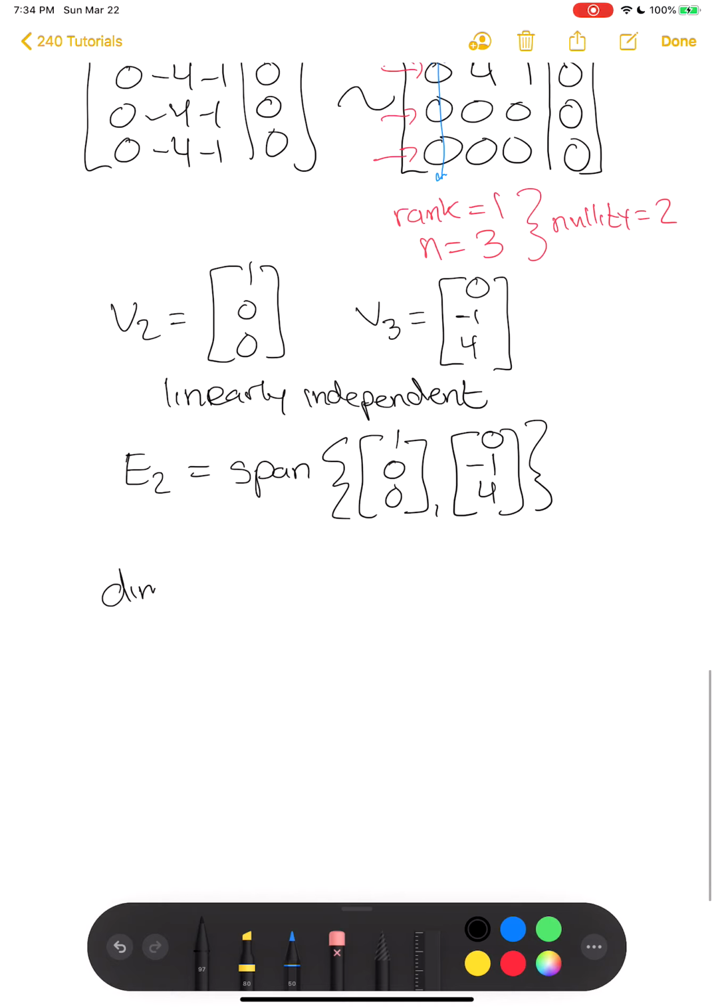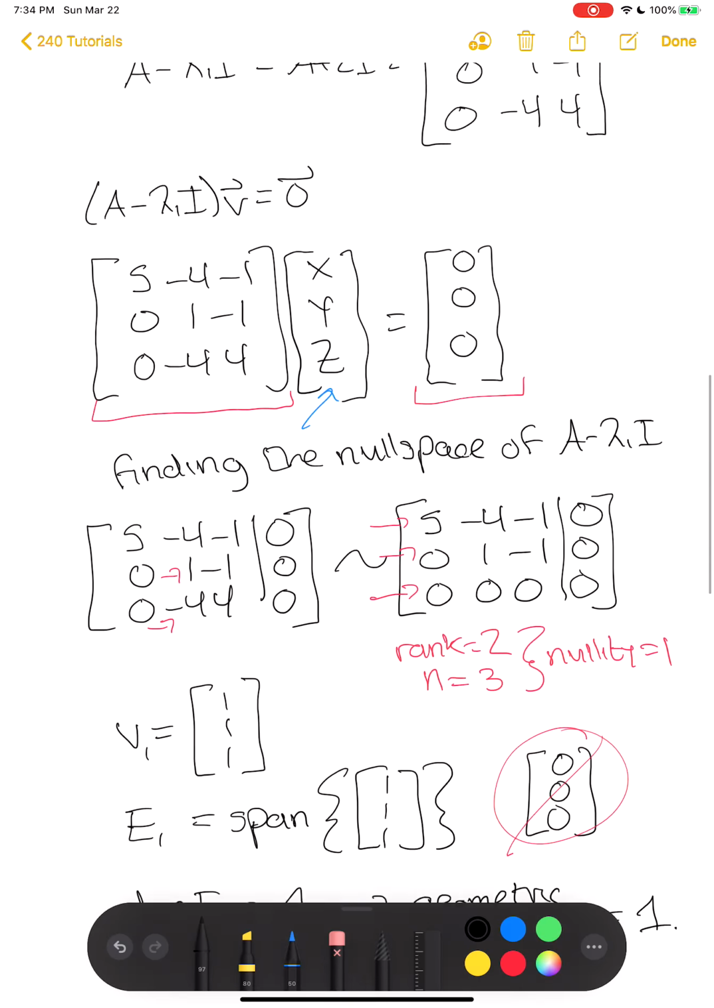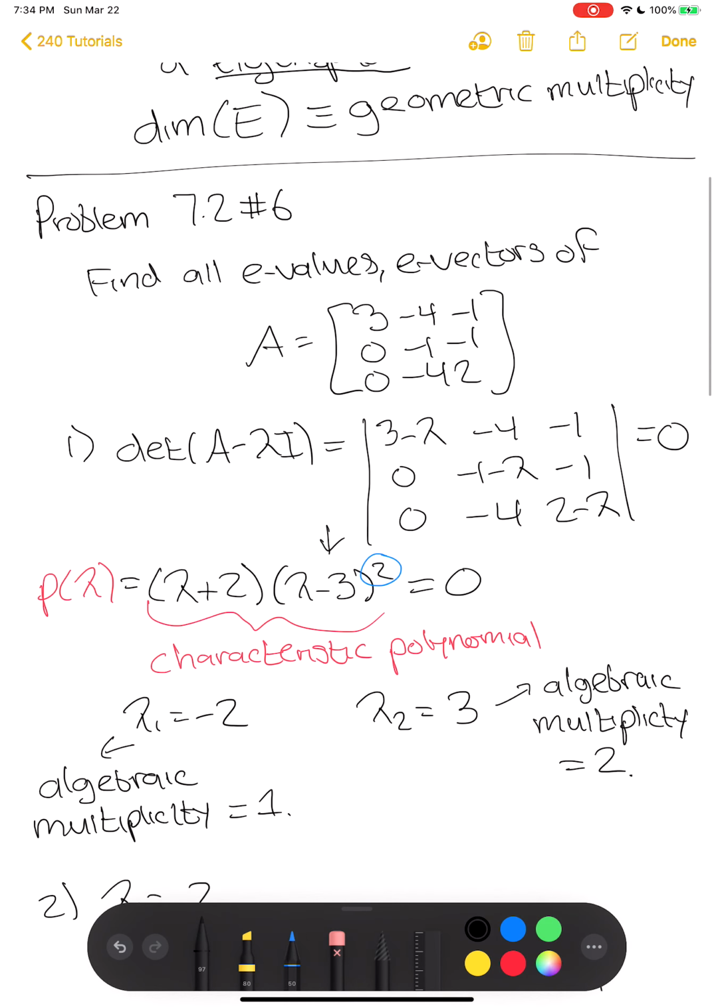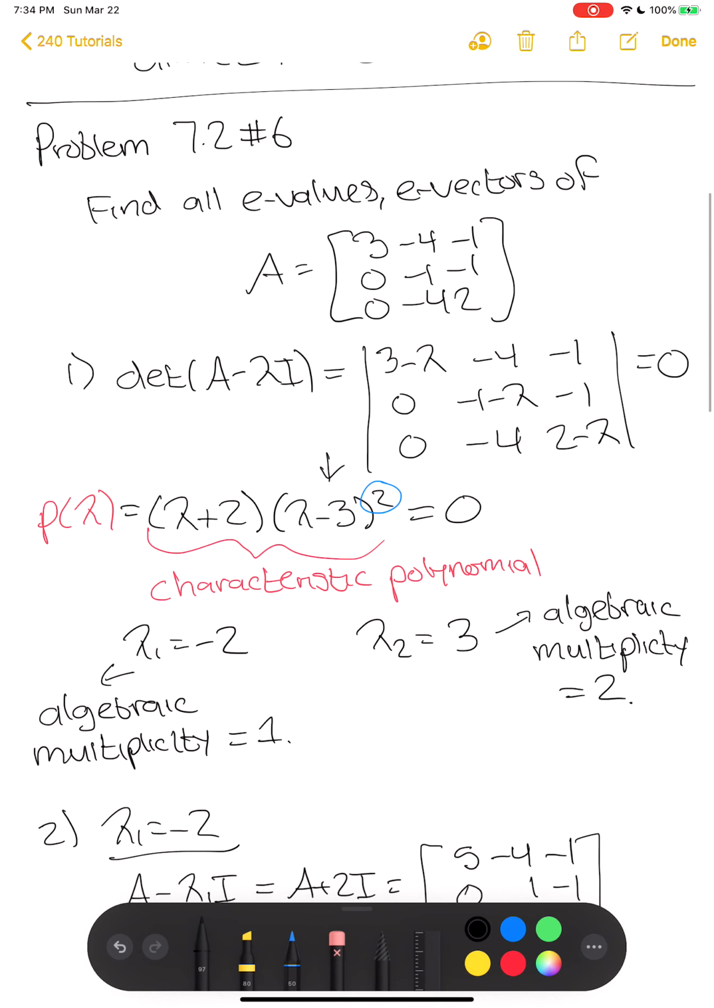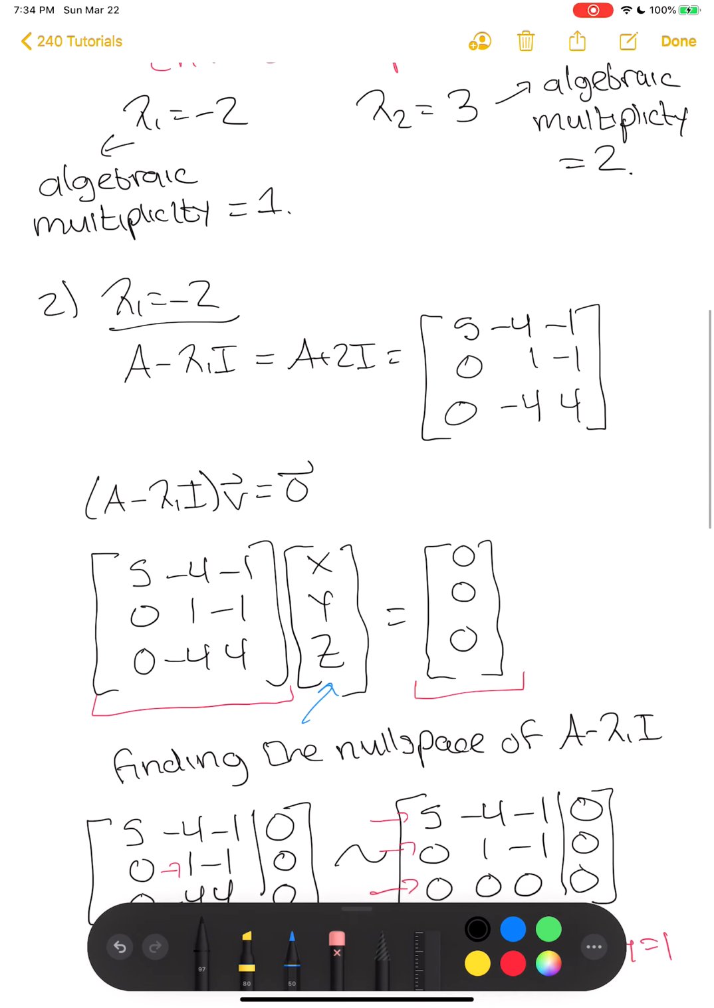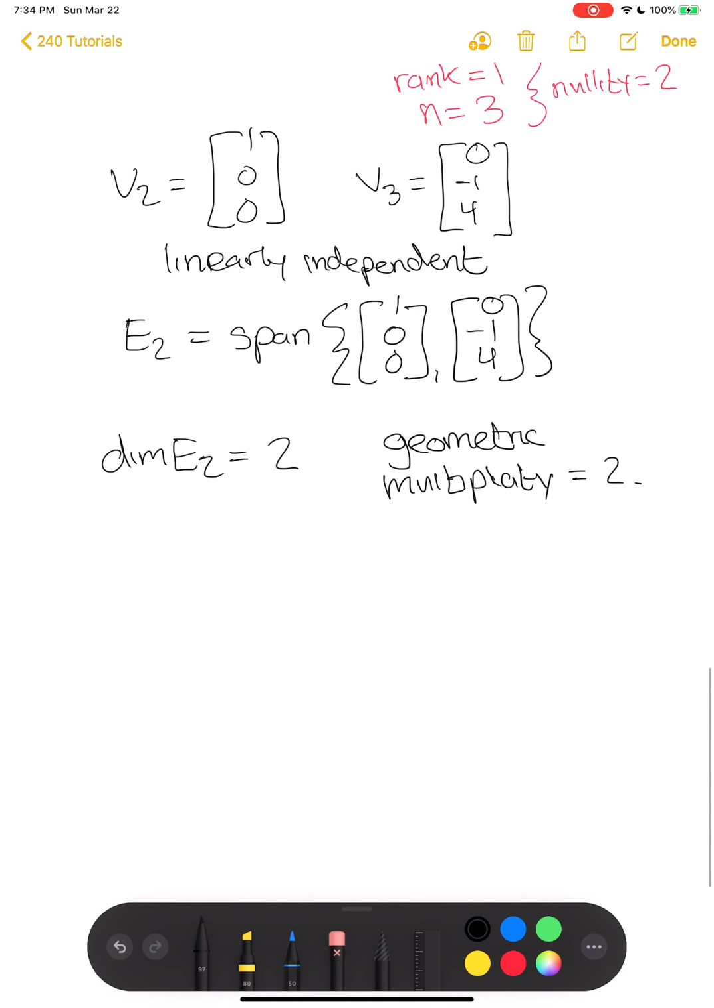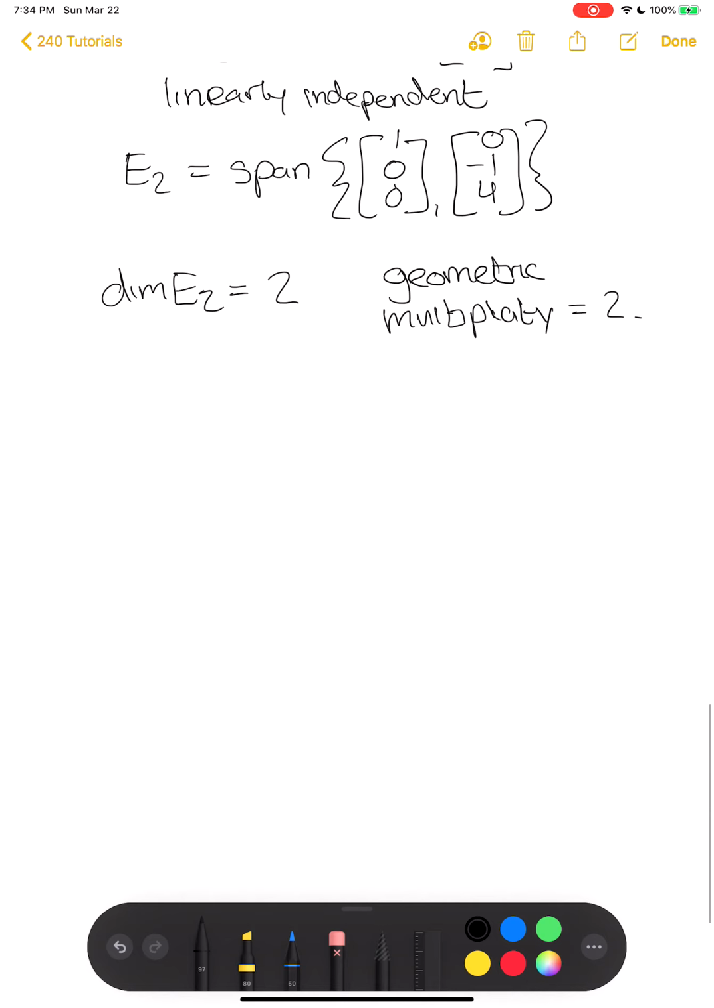Therefore, the dimension of E2 is equal to 2, and the geometric multiplicity is equal to 2 in this case as well. Okay, so we've pretty much finished solving the problem, right? All they asked for was the eigenvalues and the eigenvectors. But I wanted to take it a step further because I want to make a point about why we care about these multiplicities in the first place.